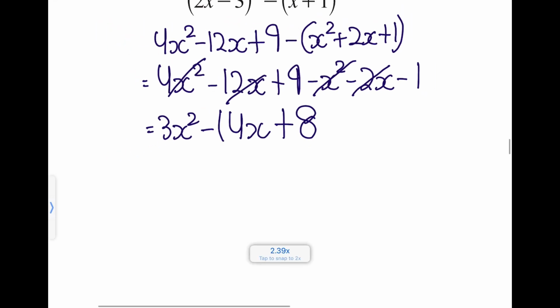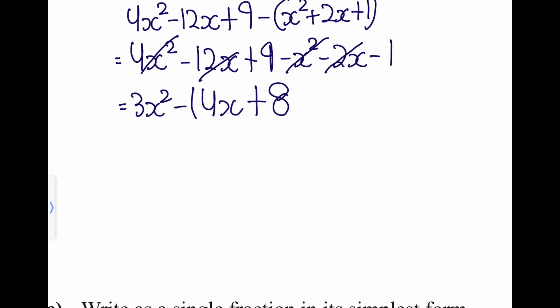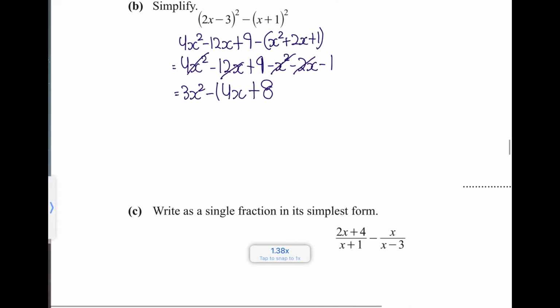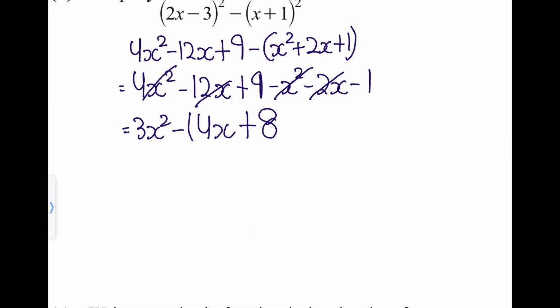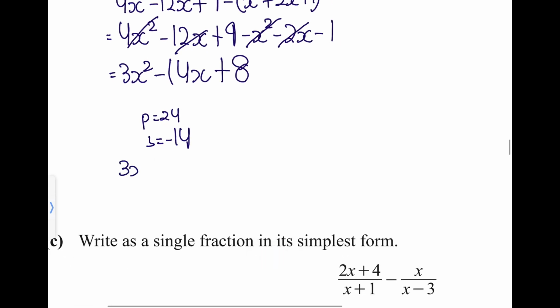All right, so can we find any two numbers whose sum is negative 14 but whose product is 24? We can indeed. The product should be 24 and the sum should be negative 14. So negative 12 plus negative 2 is negative 14, and negative 12 into negative 2 is 24. So 3x squared minus 12x minus 2x plus 8.